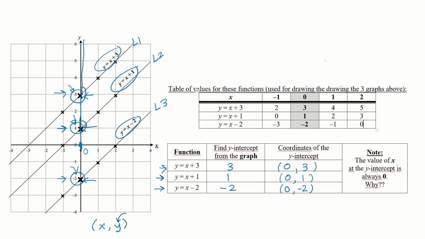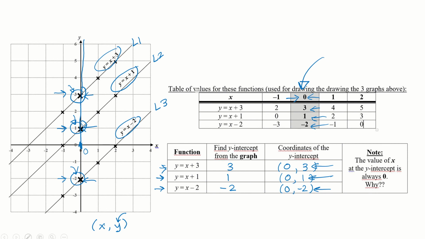If you look here at the table, you will notice when the x value is 0, you can get the y-intercept. Can you see? 3, 3, 1, 1, negative 2, negative 2. So that's for this part.